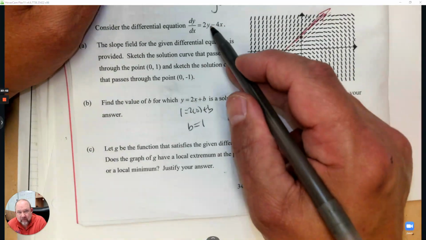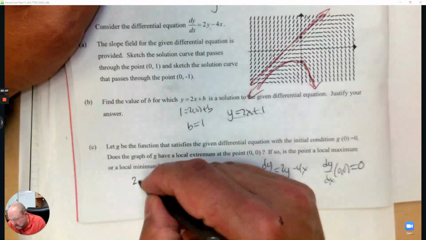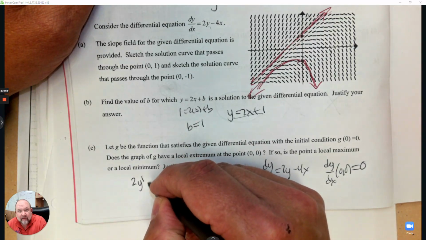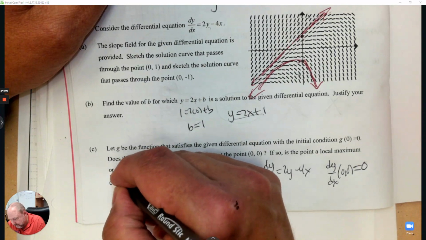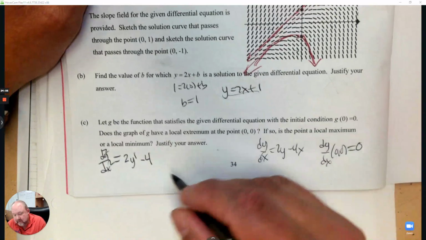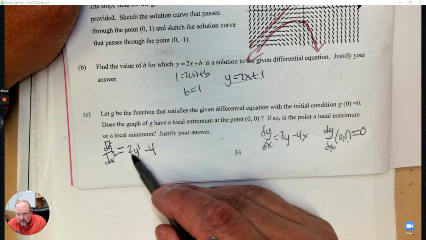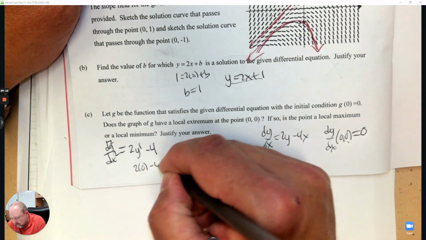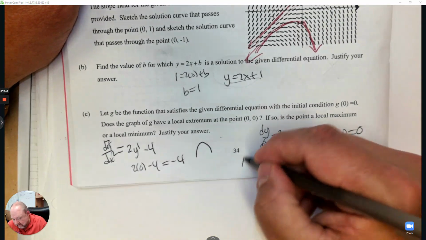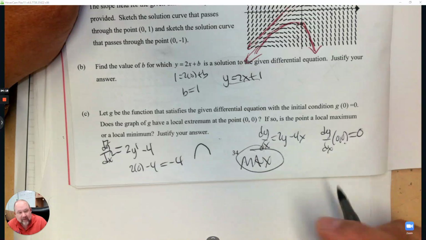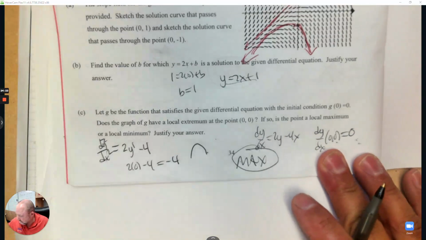So we're going to take the derivative again of this. So the derivative of 2y is 2y prime minus 4. That's the second derivative. And then we already said y prime at 0, 0 equals 0. So if you plug in that, you get 0, and you get the answer negative 4. So it's concave down there. So that means we have a max at that point because it's concave down, and the first derivative is equal to 0.